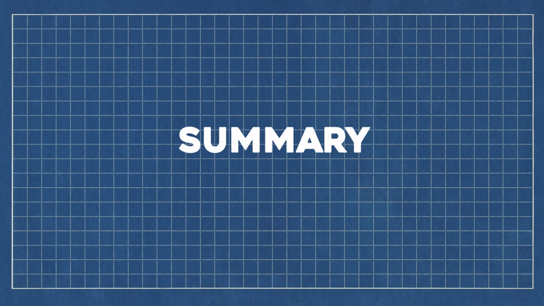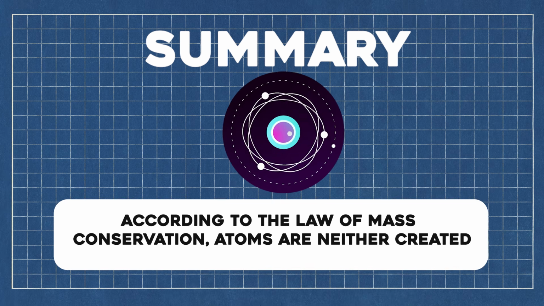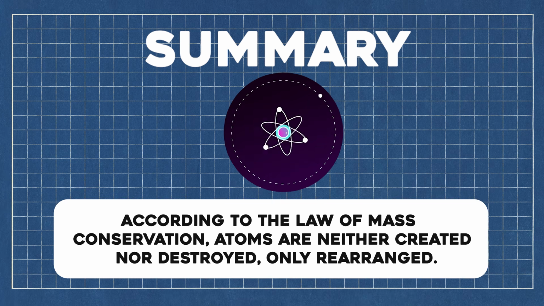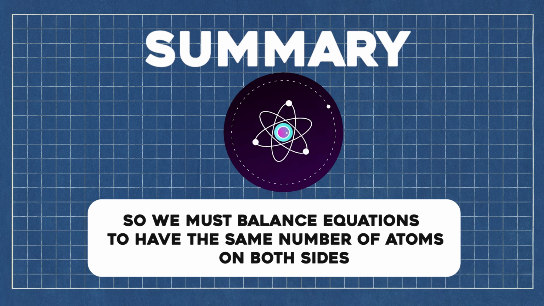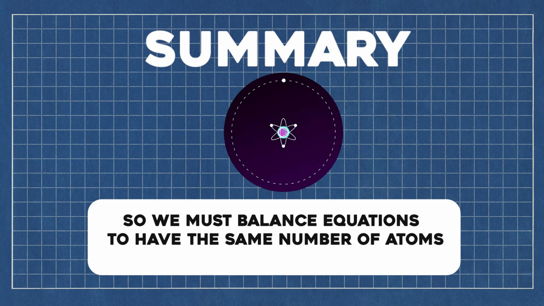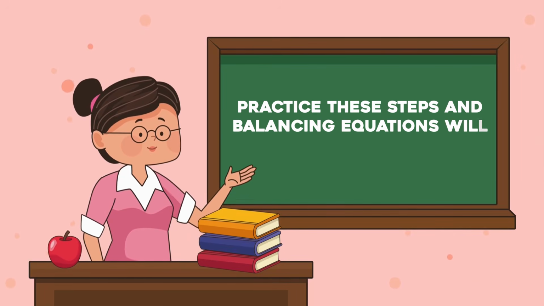Summary: and that's how you balance chemical equations. Remember, according to the law of mass conservation, atoms are neither created nor destroyed, only rearranged, so we must balance equations to have the same number of atoms on both sides. Practice these steps and balancing equations will become easy.